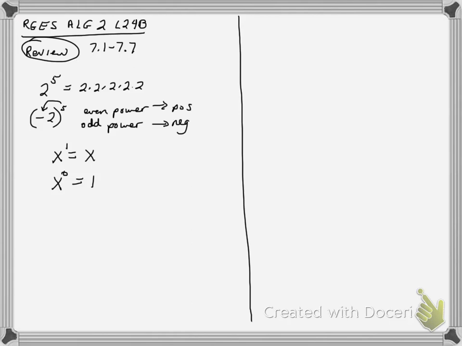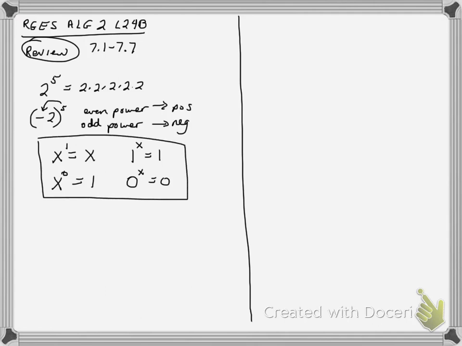By the same token, if we have 1 to any power, 1 to the 27th power, that would be 1. If we have 0 to any power, 0 to the 7th power would be 0. So these are 4 good things to memorize. Other than that, it's very simple. If you have a number to a power, you're going to have to think back like we did with 2 to the 5th power, and we're just going to have to multiply it out if we don't know it.